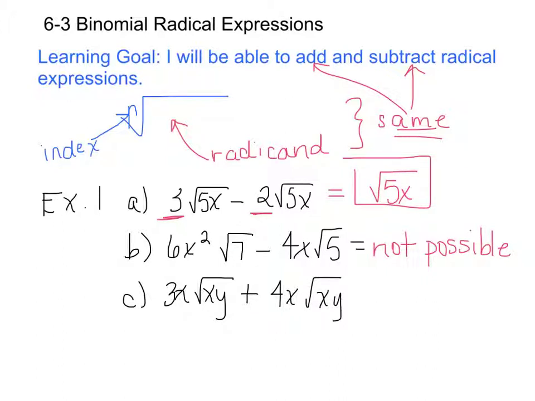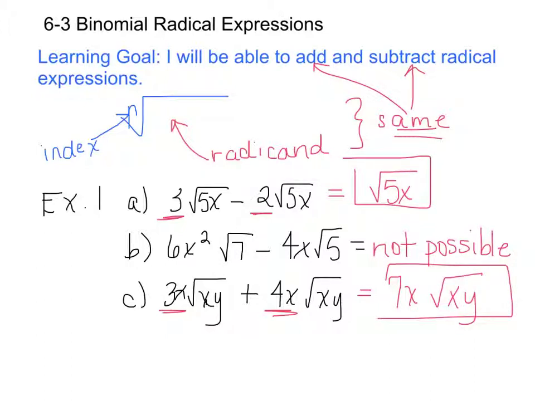Okay, so my index and my radicands are the same. So since they are, you can go ahead, I underlined the wrong term, and add, so that's 7x, xy, square root of xy. So all you're doing basically is combining like terms.